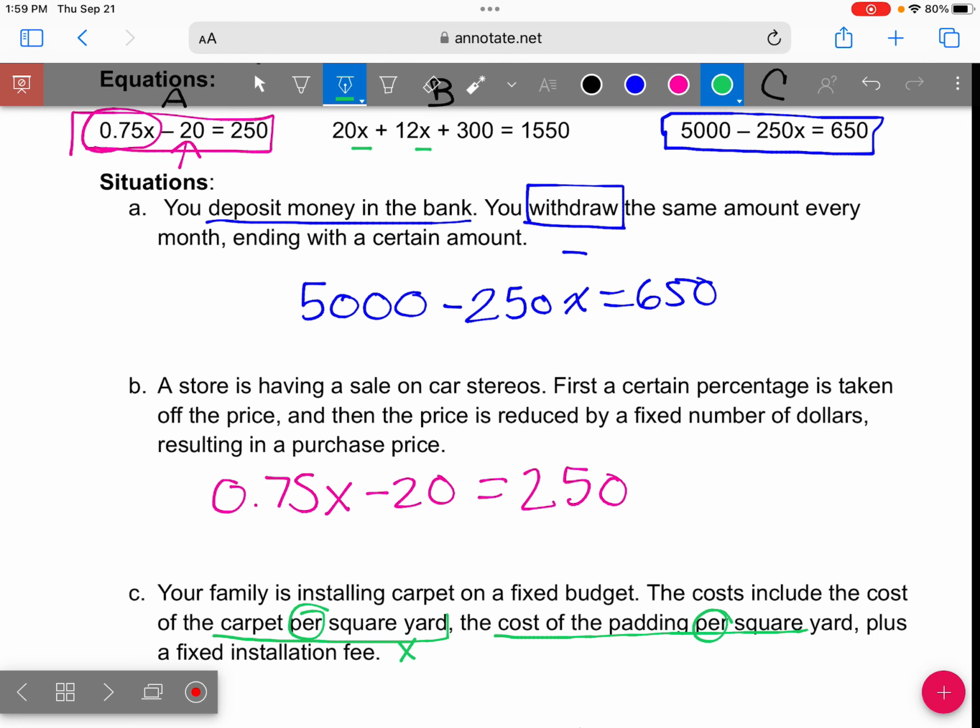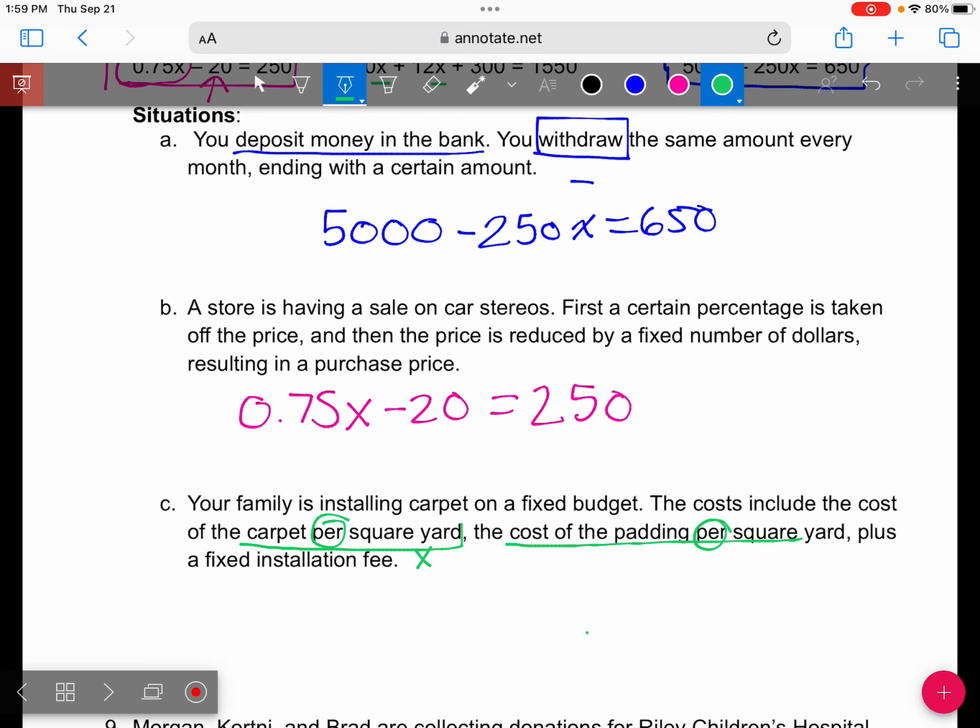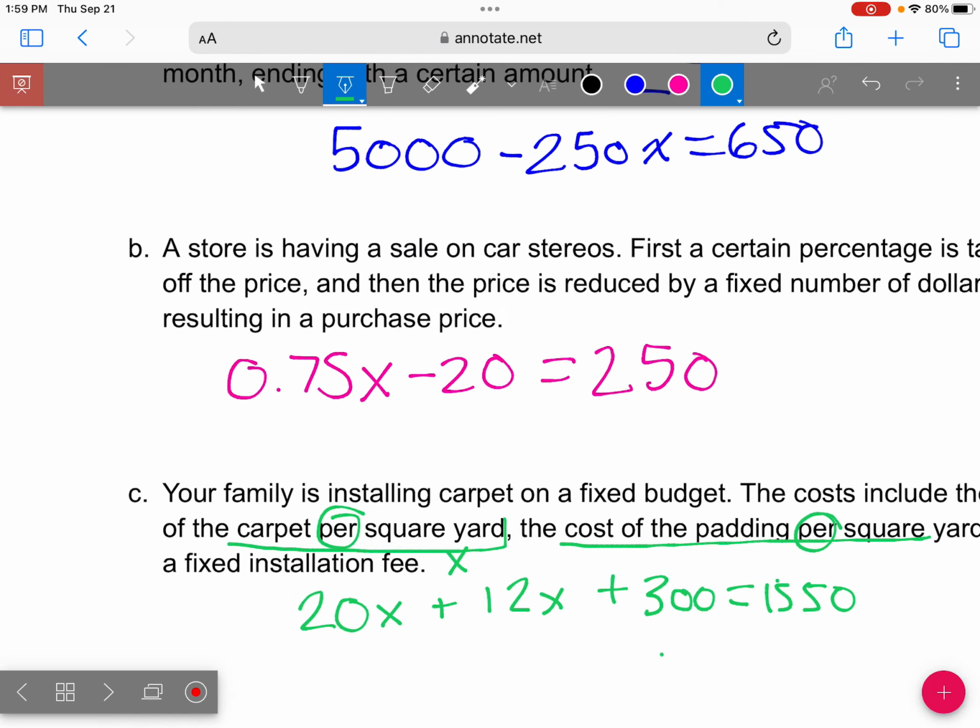2 variables means I've got 2 pers, is a good way to think about it. So we had our $20 per yard of the carpet, our $12 per yard of the padding. That's very expensive carpet padding, by the way. With our $300 installation equals $1,550. Carpet padding's normally like $4 a yard, but whatevs.